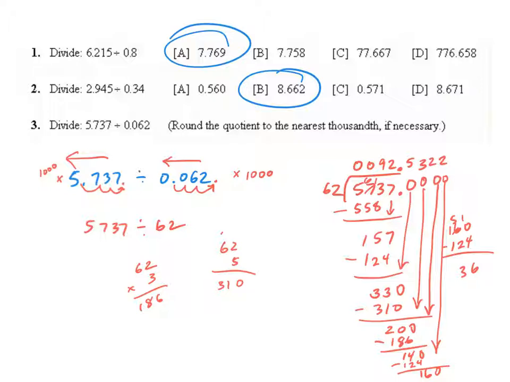Now we do have a remainder, but in this case, I only need to round to the nearest thousandth. So this right here is the thousandths place. The digit just to the right of it is the 10,000ths place. It's the one that I'm going to look at to decide if it's more than halfway to the next thousandth. In this case, it's not. So rounding to the nearest thousandth would be 92 and 532 thousandths.